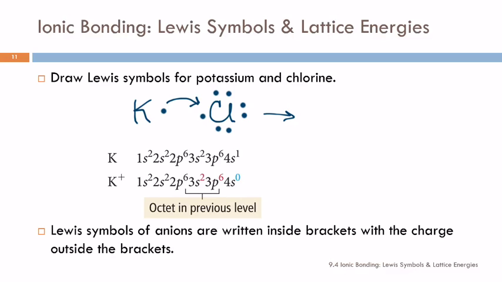So what we end up with is potassium with no valence electrons in the diagram, but we understand that if you lose all the dots, that means you have a full octet underneath. And then the chlorine is now going to have 8 valence electrons and a -1 charge.